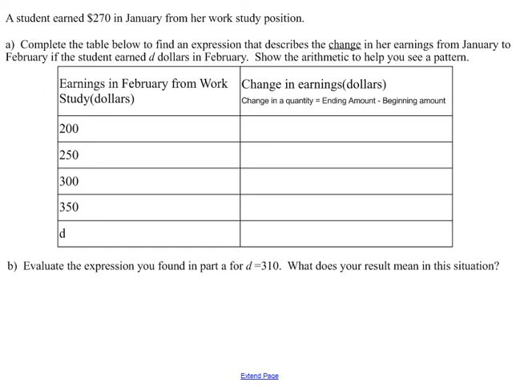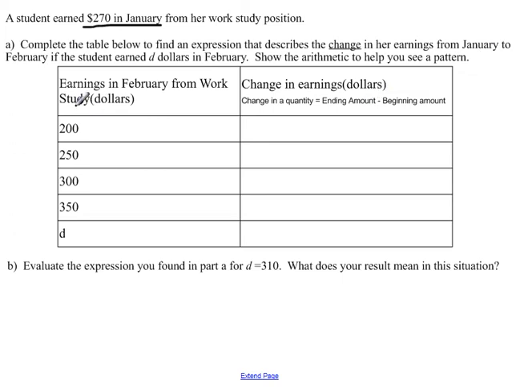A student earned $270 in January for her work-study position. Okay, so let's make a little note of this $270 earned in January, then see where we go with this. Complete the table below to find an expression that describes the change in her earnings from January to February if the student earned $D in February. Show the arithmetic to help you see a pattern.